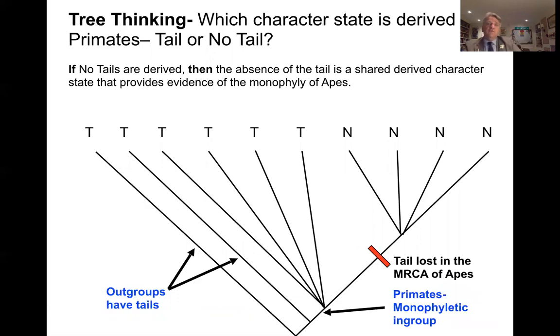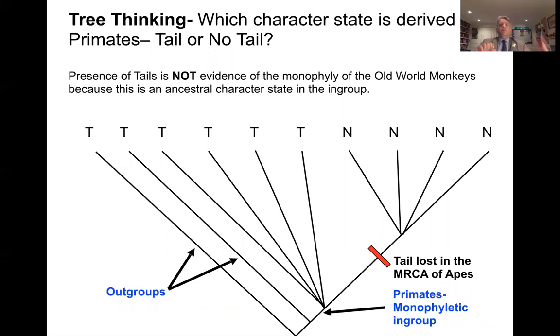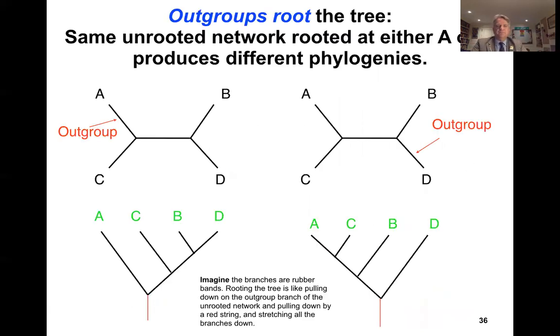So if no tails are derived, then the absence of a tail is a shared derived character state that provides evidence for the monophyly of the great apes. However, presence of tails is not evidence of monophyly of the Old World monkeys, because this is an ancestral character state that is present in the in-group, okay? Because the outgroup has tails, we're inferring that having tails is ancestral for primates as a whole. However, losing tails provides evidence for monophyly of great apes within primates.